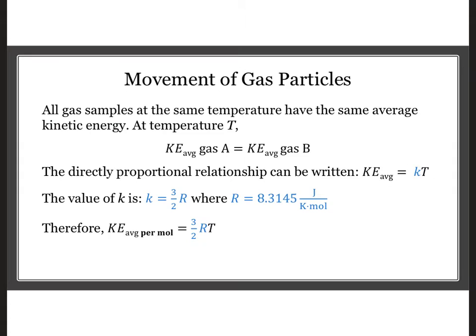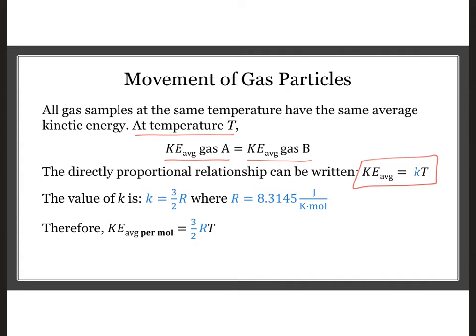Let's begin. According to postulate 5 of the kinetic molecular theory, the average kinetic energy of gas particles is proportional to the Kelvin temperature of the gas sample. That means the average kinetic energy of gas A is equal to the average kinetic energy of gas B at that temperature. This allows us to generalize, stating that the average kinetic energy of any gas particle is equal to the absolute temperature times a constant K.